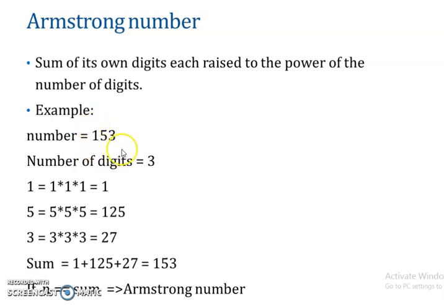So here if you are giving input as a 4-digit number, you need to multiply each digit 4 times. If it is a 5-digit number, you need to multiply each digit 5 times, and finally you need to add those products and check with the given number. If it is equal, then it is an Armstrong number. So let us see the Java program for finding an Armstrong number.